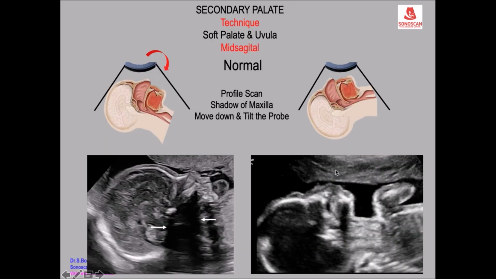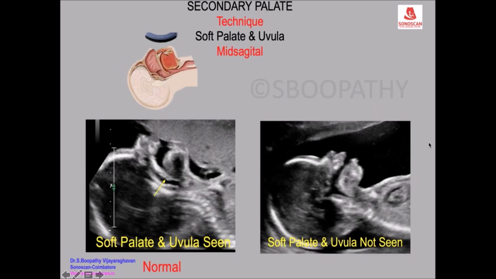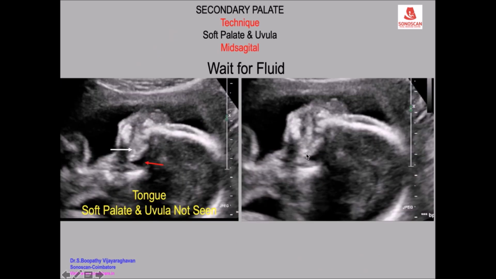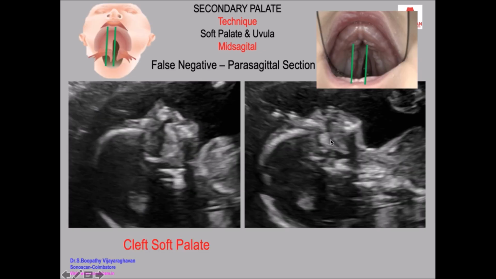Here you see the beam is perpendicular to the nasal bone, here the beam is passing through the fluid filled mouth, palate and uvula, so that means it is a cleft of the secondary palate. Soft palate and the uvula, there is also fluid in the nasopharynx. So this fluid in the mouth comes in between, and sometimes it may not be there. If it is not there, you fail to see the soft palate and uvula, and you may miss. So this is tongue, fluid, and then fluid in the nasopharynx, you see the soft palate.